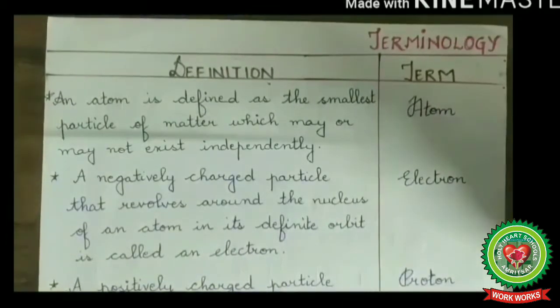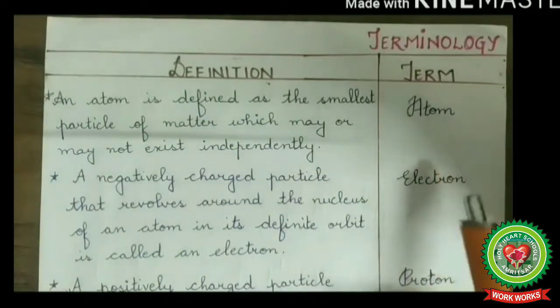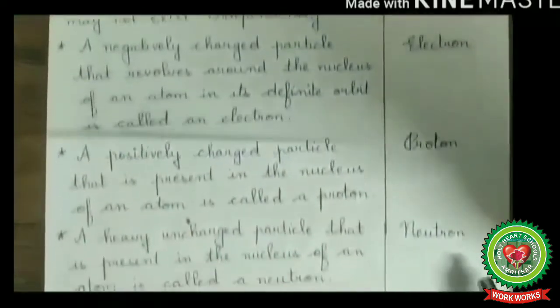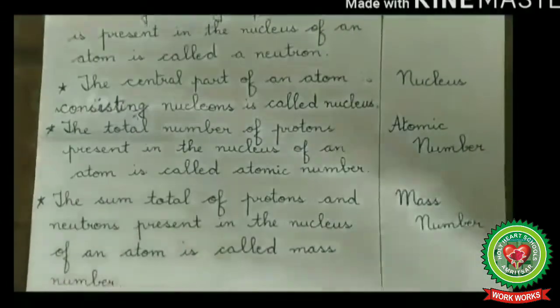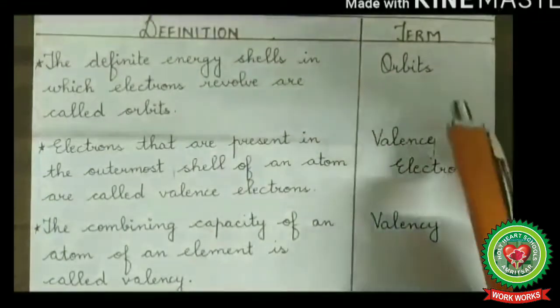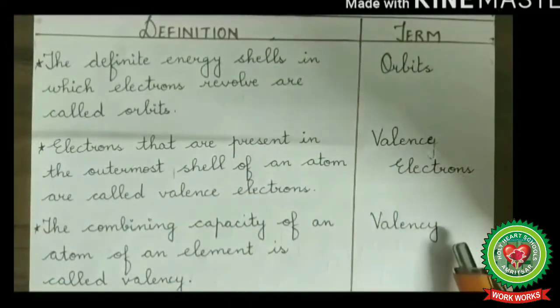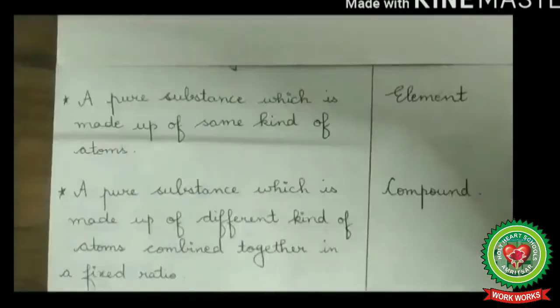Now students, please note this terminology in your fair copies. What is an atom, electron, proton, neutron, nucleus, atomic number, mass number, orbits, valence electrons and valency.